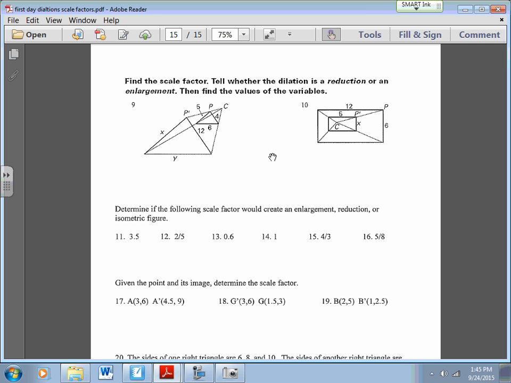It's an enlargement. The original always is the letter without the prime symbol. You see this as P prime? So I went from P to P prime. What do you think that point is?